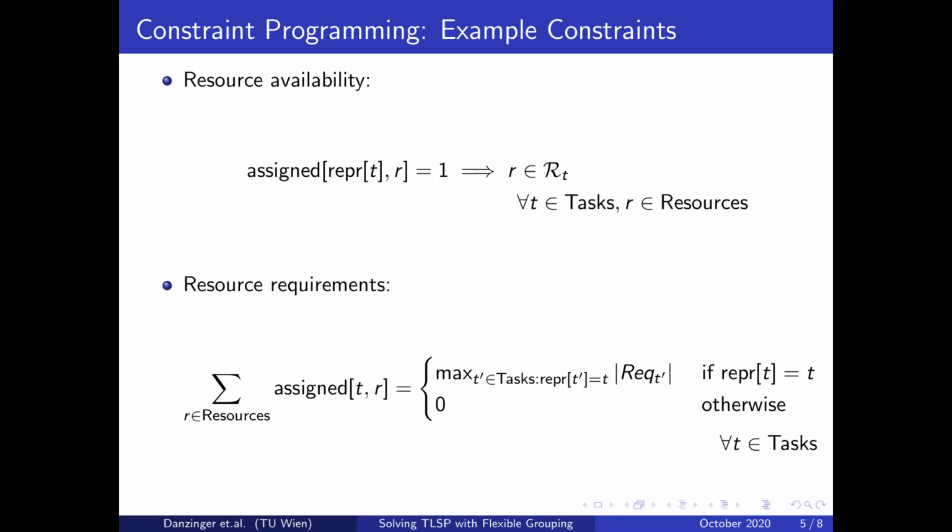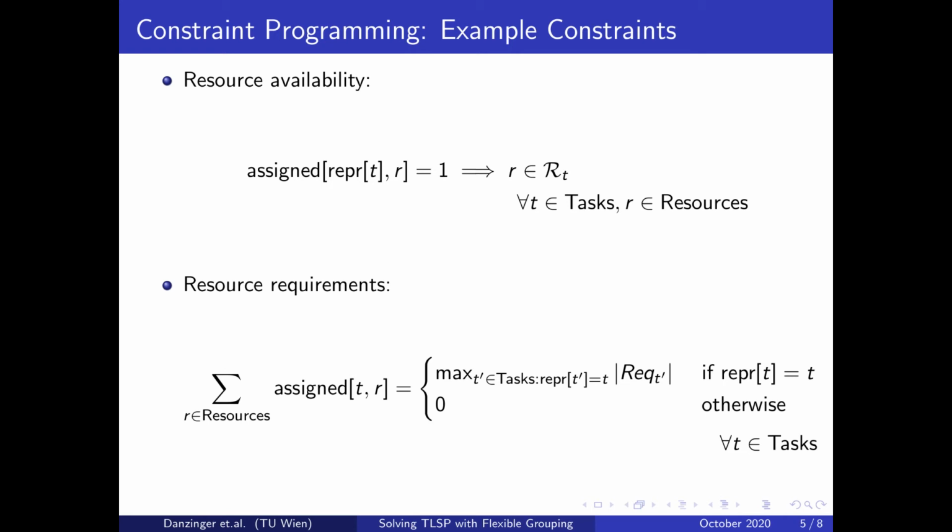First of all, we quantify over all tasks T, and then on the left side of the equal sign, we say that the number of assigned resources, so summing over all resources, the number of resources assigned to T must be equal to the right side, and the right side being 0 if T does not point at itself. This means that tasks which are not representative tasks are simply assigned nothing.